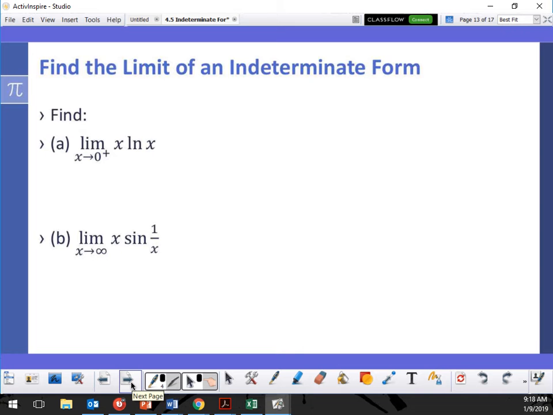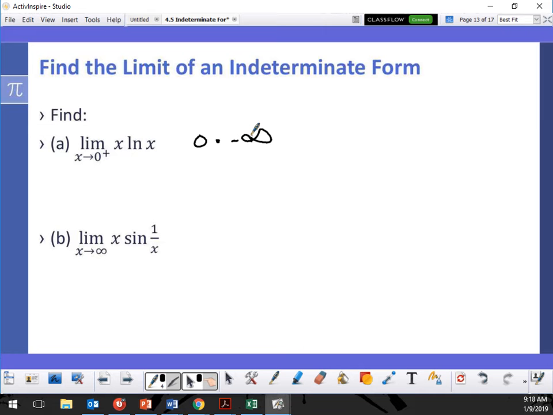So if I'm plugging in 0 here, as the limit as x approaches 0, this is just going to be 0 times negative infinity. This is negative infinity, right? So that one is the form in which I cannot do L'Hopital. I have to rewrite the problem.